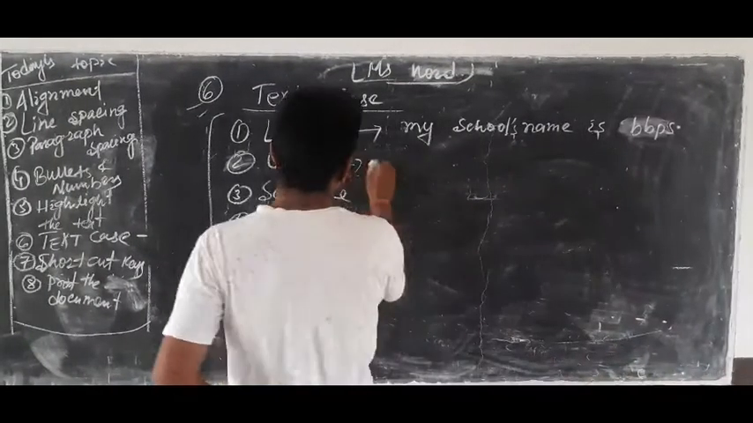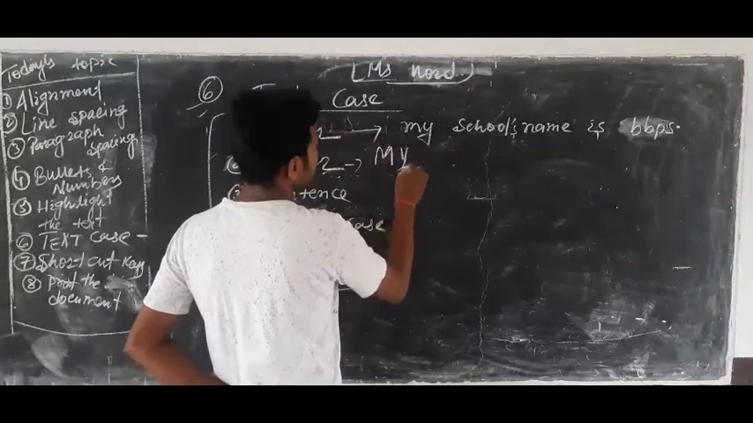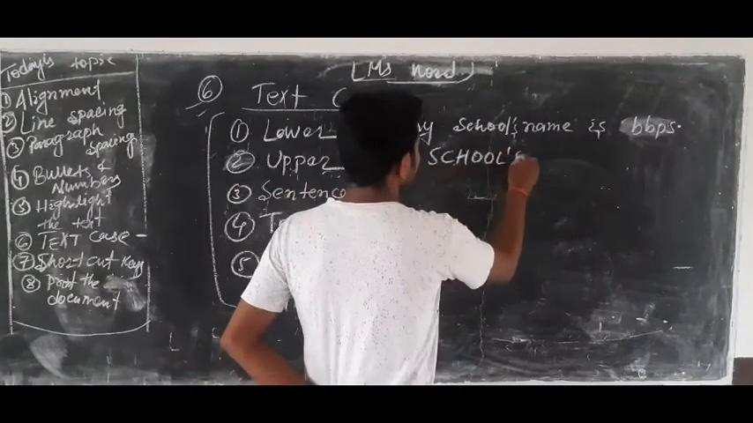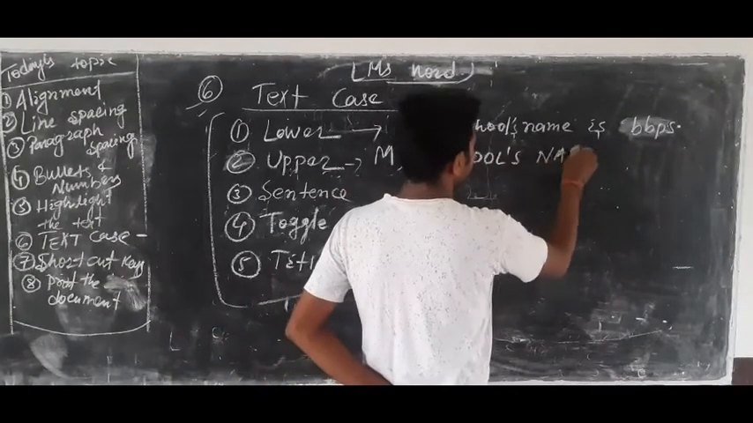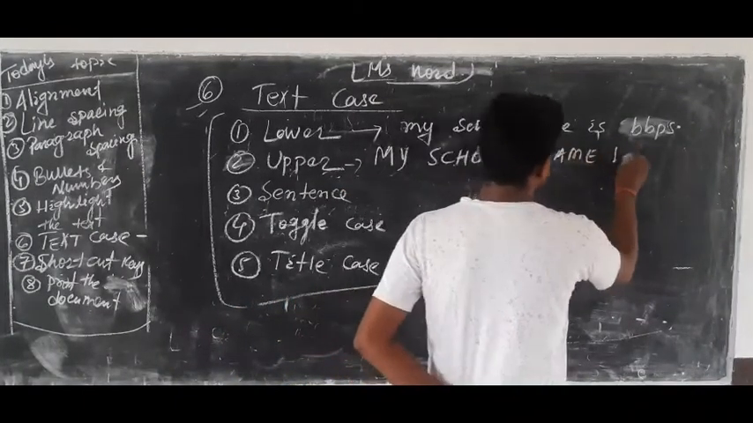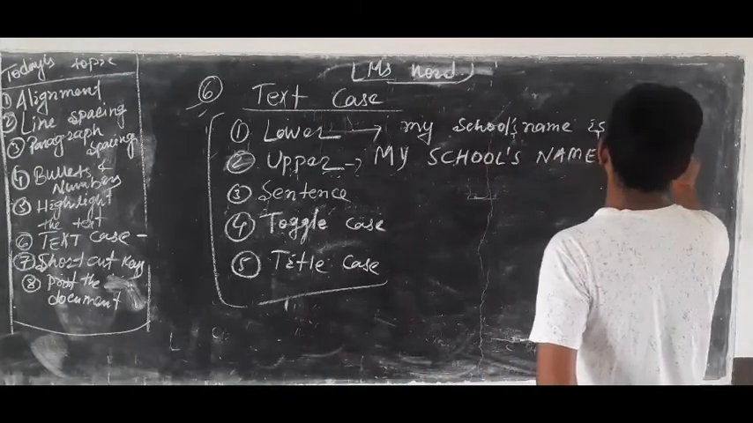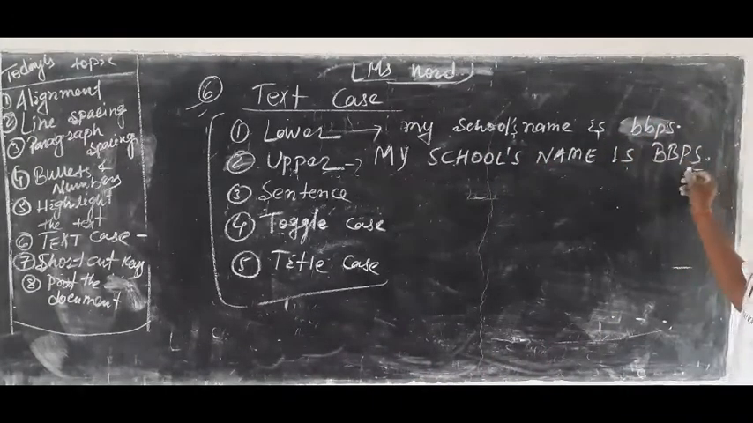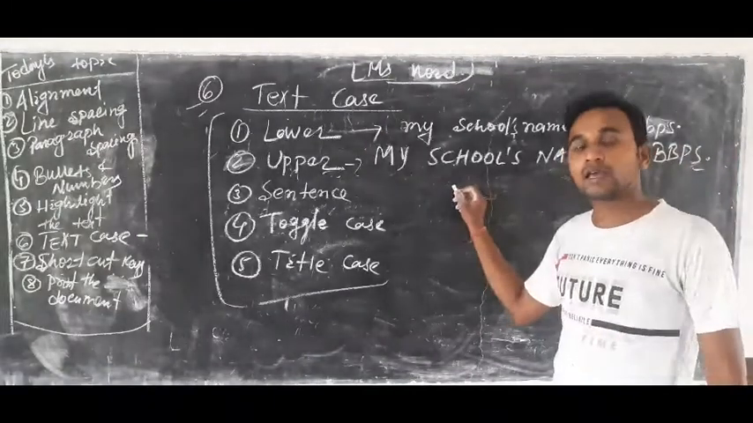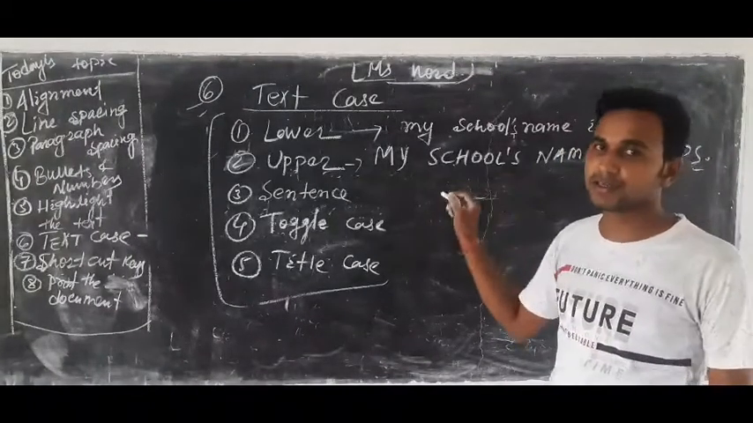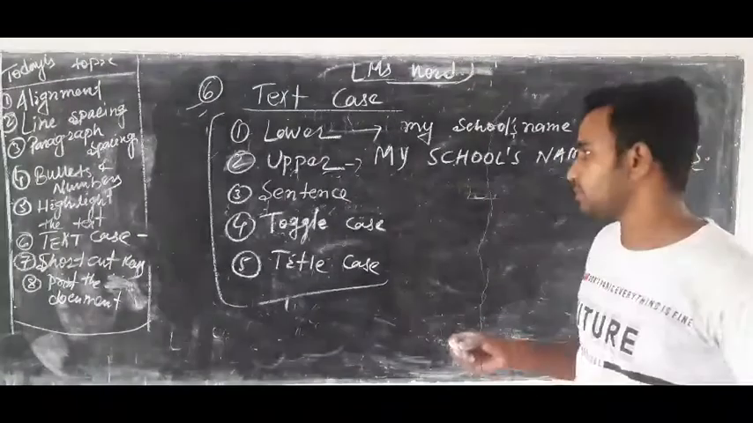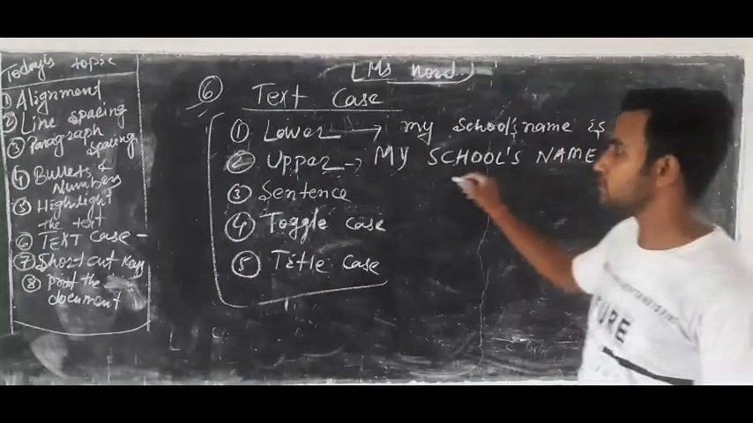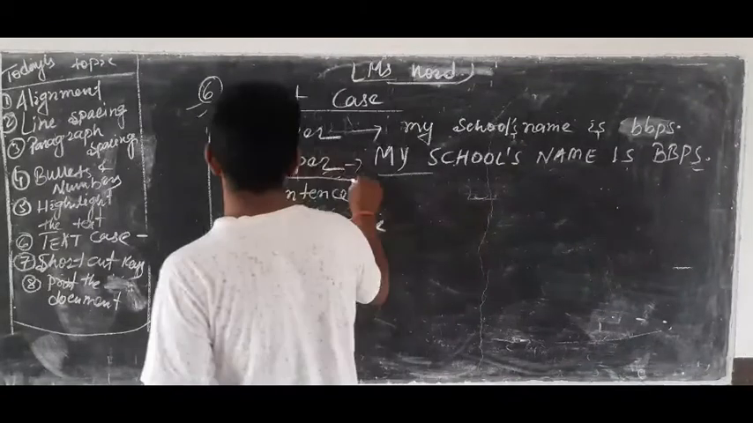Second, my school's name is DBPS. That means all the letters will be capitalized. All the letters will be in capital letters. My school's name is DBPS. So this case is called the upper case.